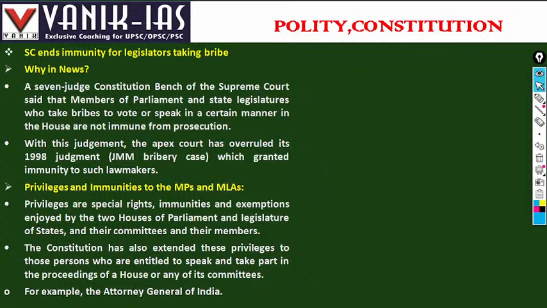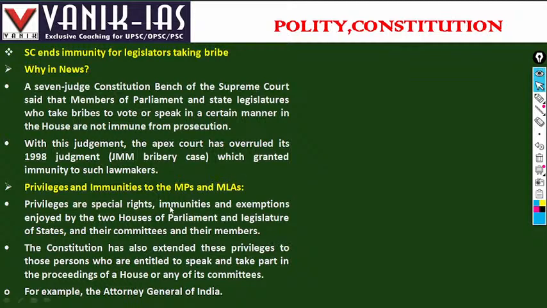With this judgment, the Apex Court has overruled the 1998 judgment in the JMM bribery case, which granted immunity to such lawmakers. So in the JMM bribery case, this immunity was granted to the lawmakers. This was overruled by the seven-judge bench recently. Privilege and immunity to the MP and MLA.